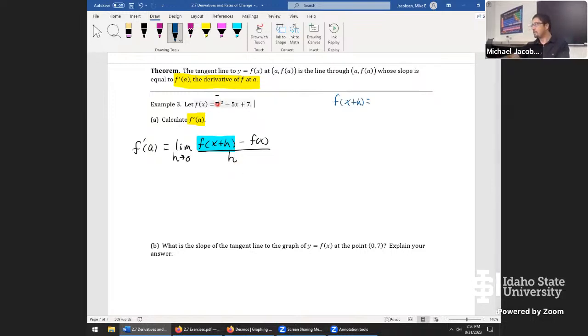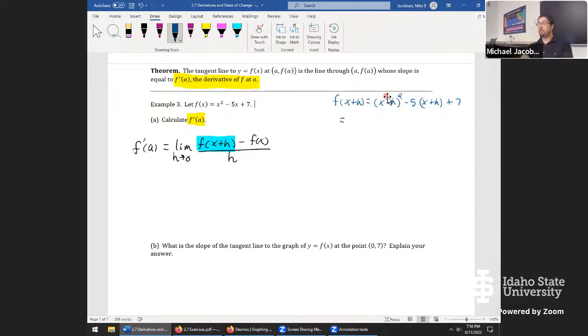So I'll write, going back to the function, if it starts with x squared, we'll have x plus h in place of that x squared. For the negative 5 times x, we'll go negative 5. But we don't have x. We have x plus h that goes into these parentheses. And the last part is plus 7. So we need to expand out all of this stuff.